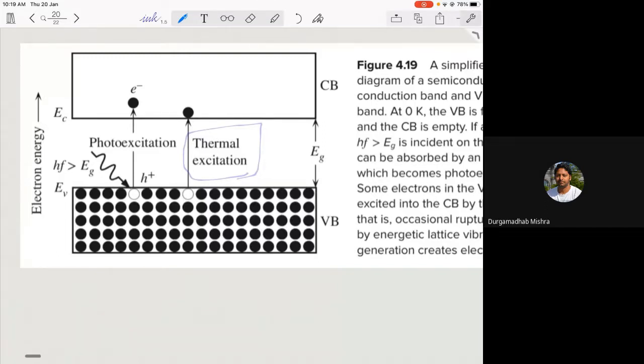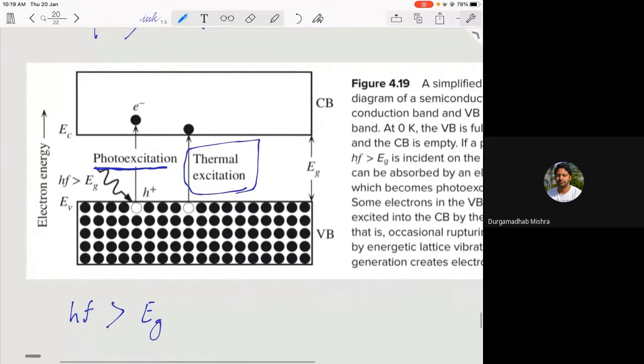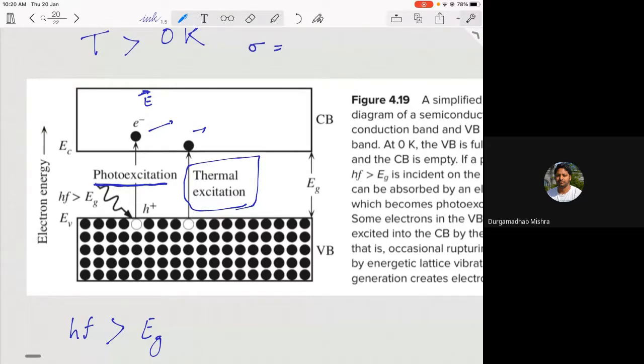Another kind of excitation that can happen is photo excitation. If you shine light, and the energy of the incoming photon, hf, is greater than the band gap, you can excite an electron from the valence band to the conduction band. And now if you apply an electric field, these electrons in the conduction band can move. So you will have a finite, non-zero conductivity. Therefore in semiconductors, when you increase the temperature, you expect the conductivity to go up.